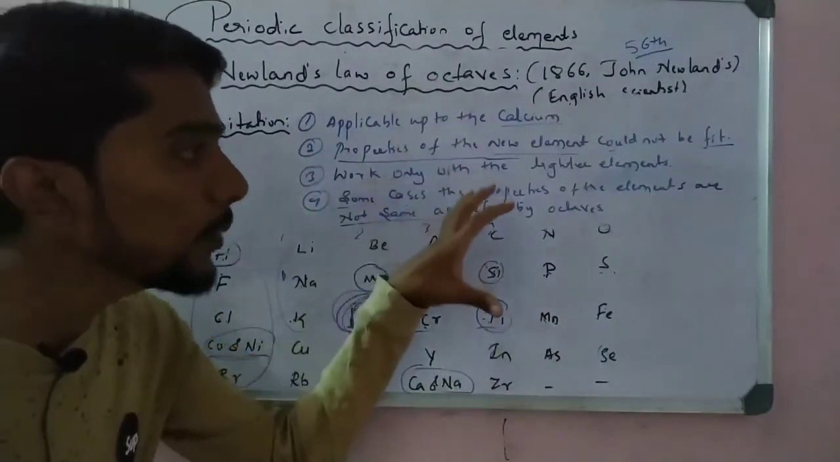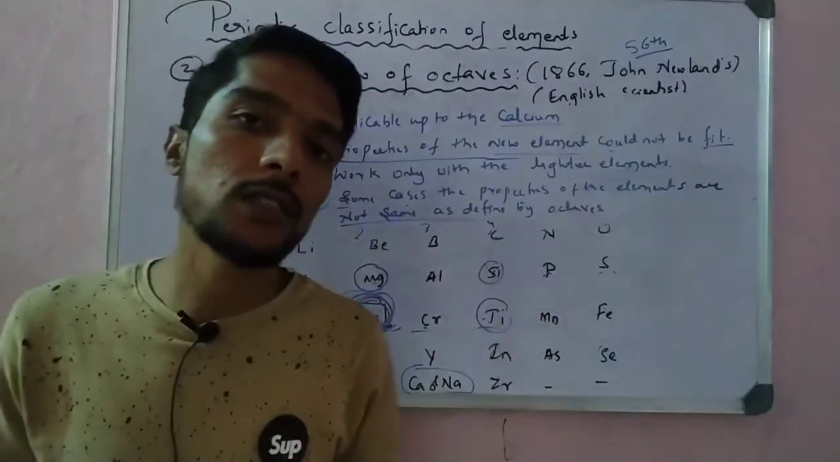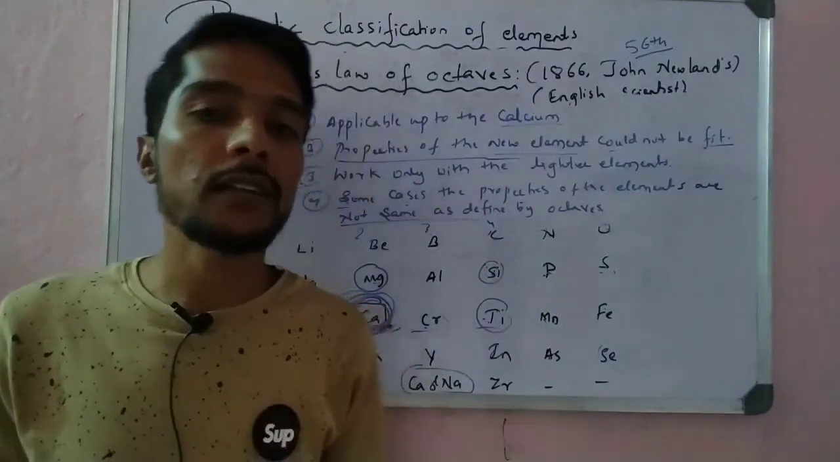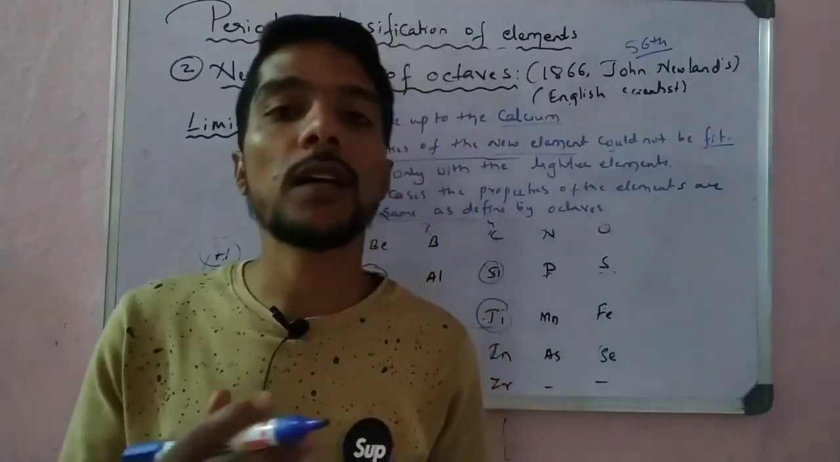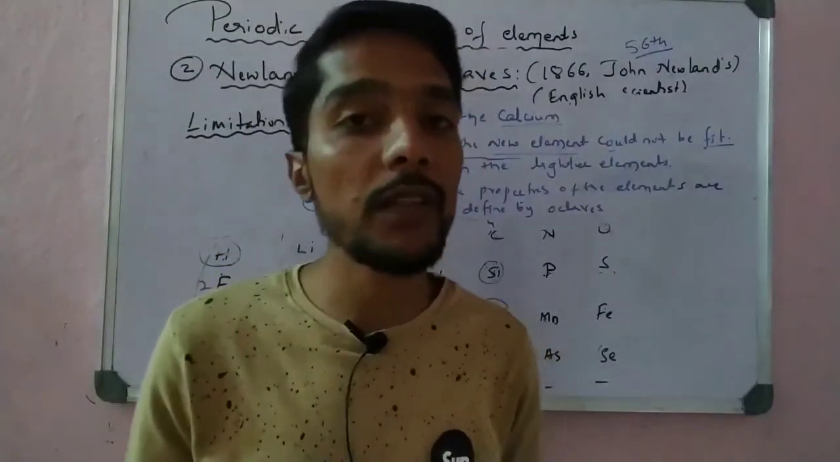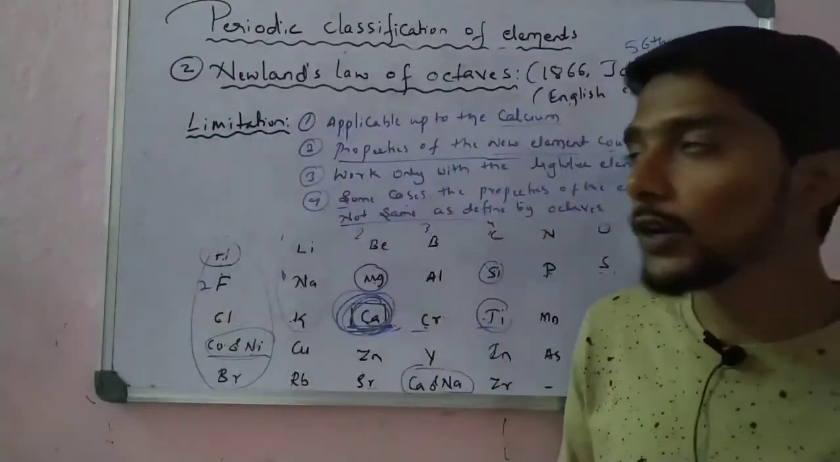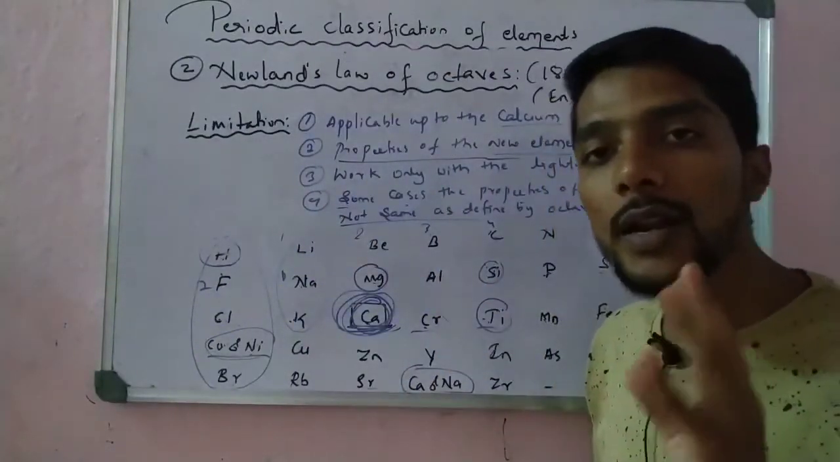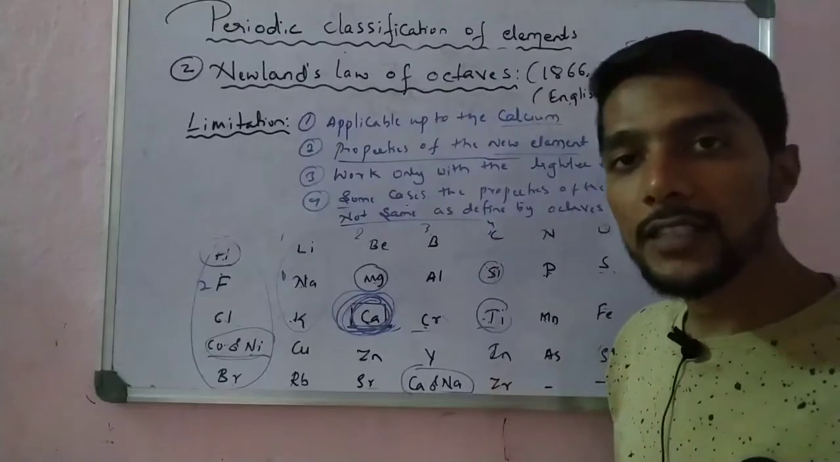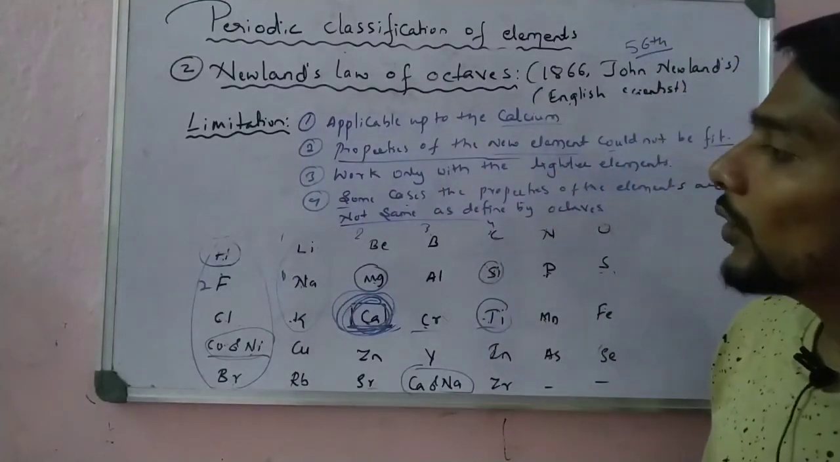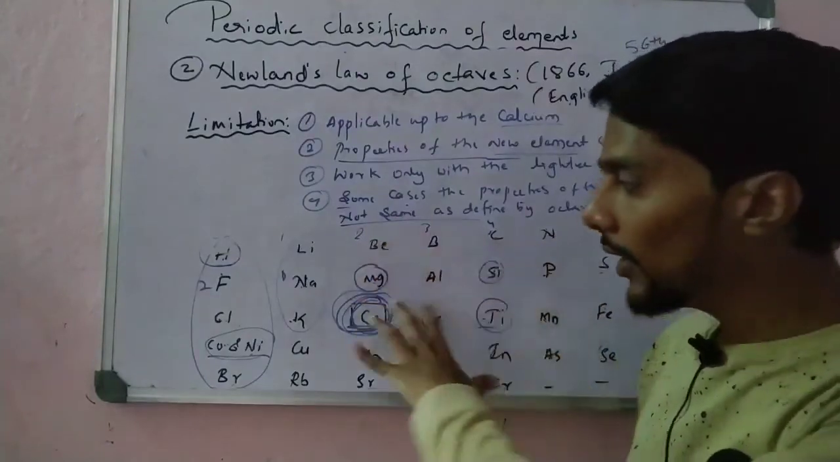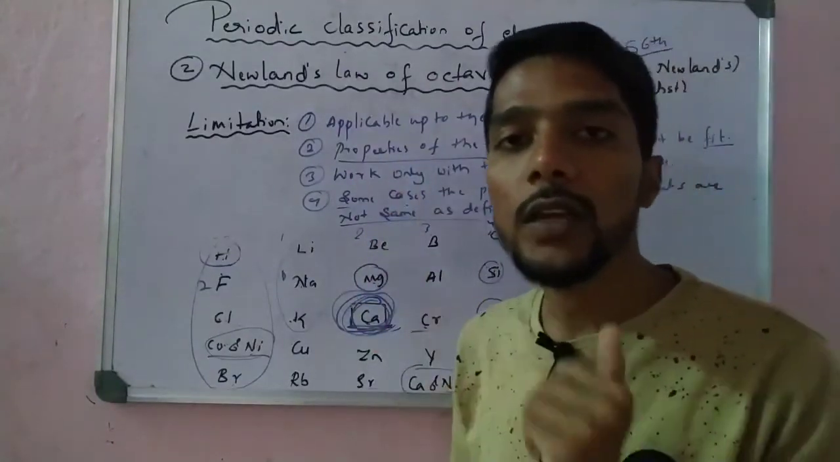Because of these limitations, this theory also failed. After that, the scientist Dmitry Mendeleev gave his classification, but we will take that in the next video. For this video we took 2 classifications: Dobereiner's classification with its statement, example and failure, and then Newland's law of octaves with its limitations, example and failure.